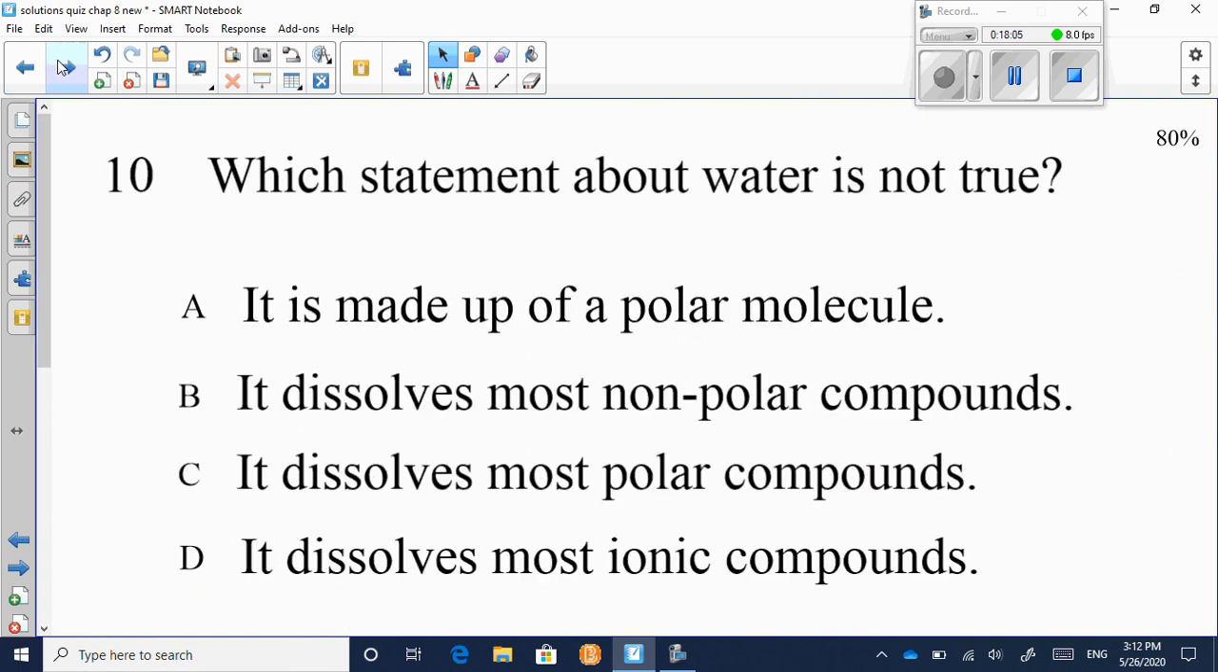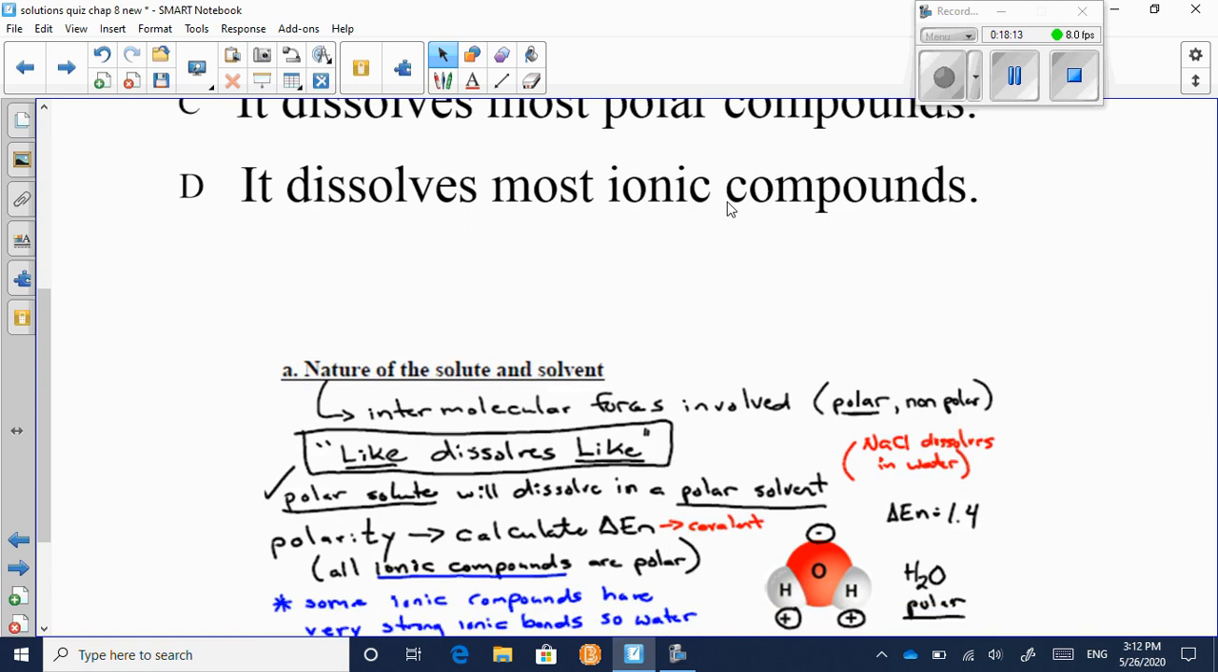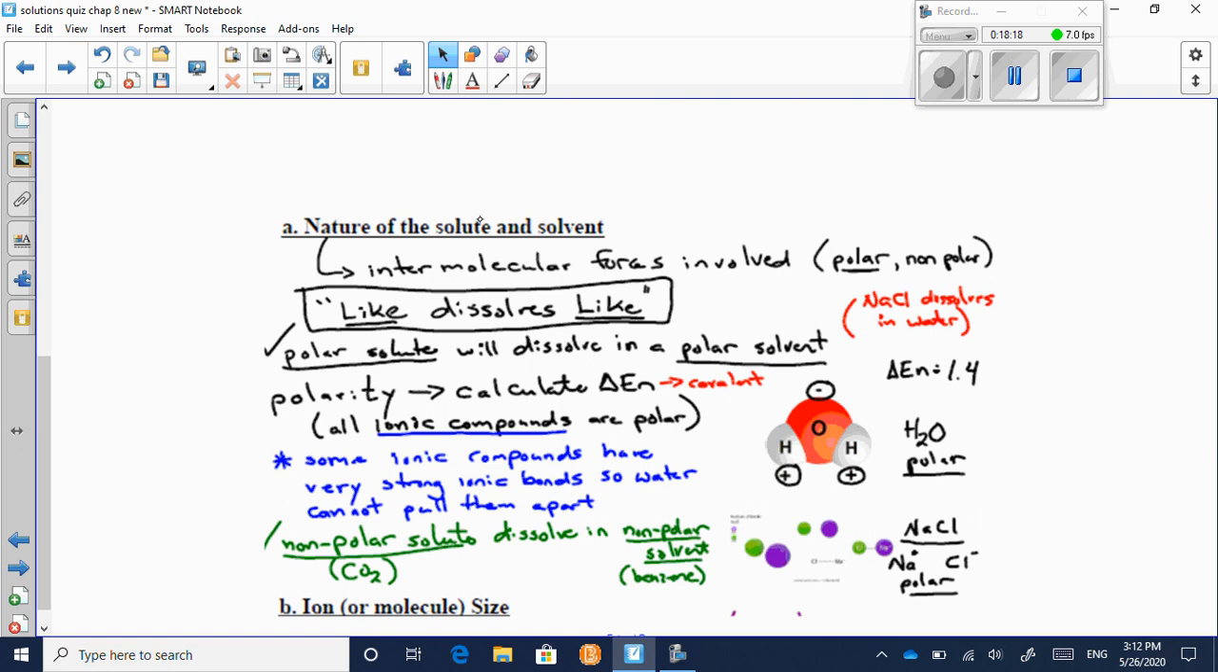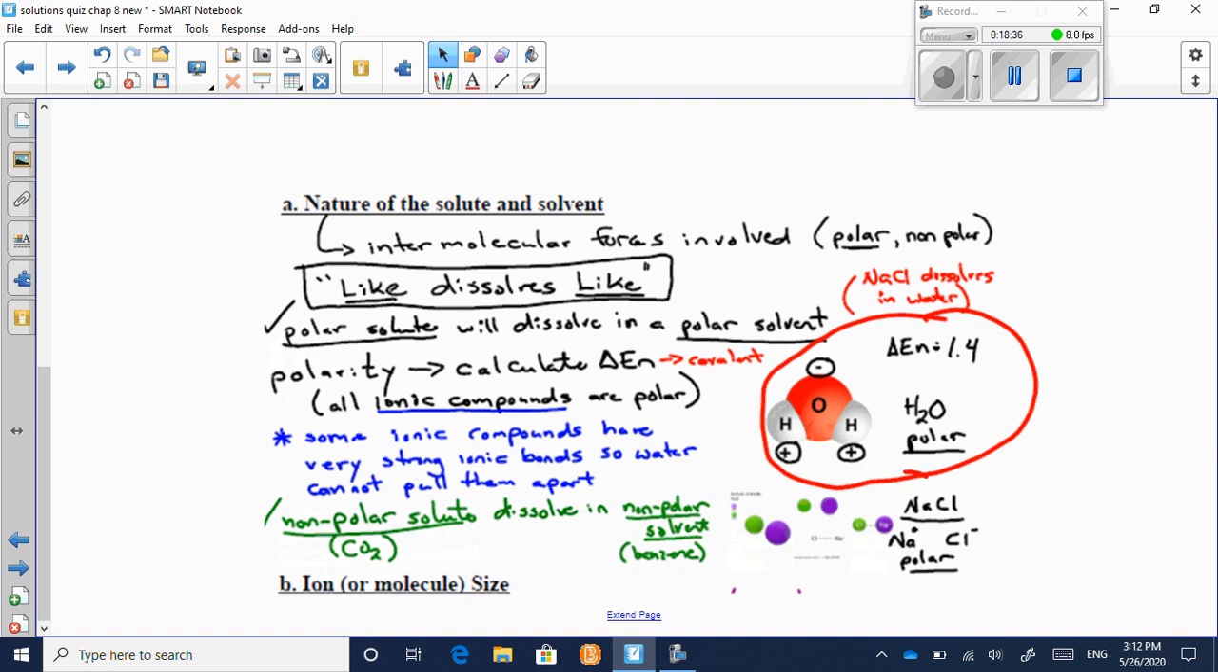Number 10. Which statement about water is not true? Now, 80% of you got this right. Now, this came from the note where we were talking about whether or not things will dissolve or not. And we talked about the nature of the solute and the solvent. And what we said here was like dissolves like. So a polar solute will dissolve in a polar solvent. And the example I gave was water, which I showed you here was very polar, and sodium chloride, which is table salt, which is also very polar. And we know that salt dissolves well in water.